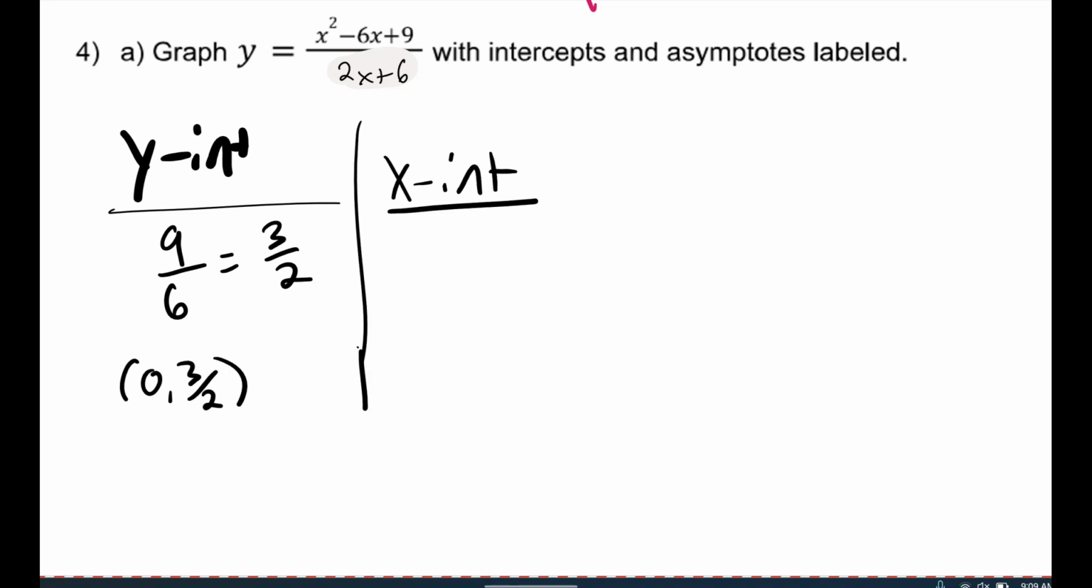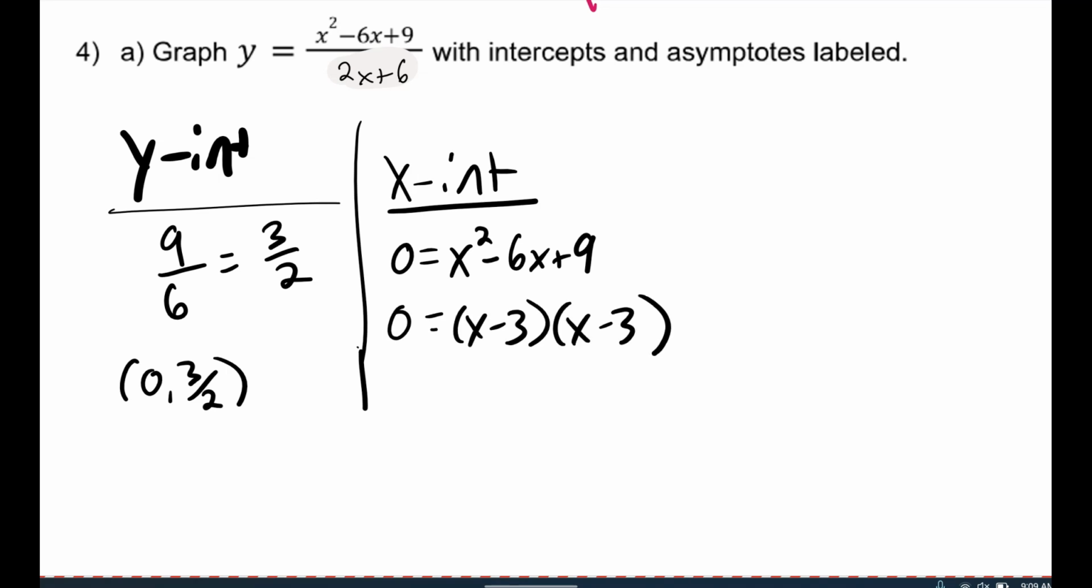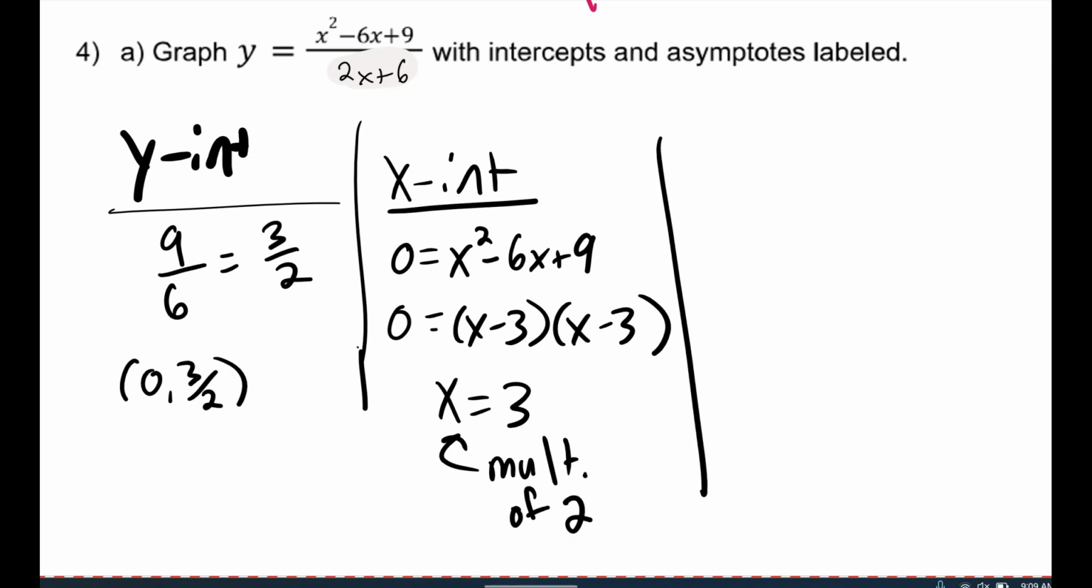For my x-intercept, I would set my numerator equal to 0. And again, you should factor this beforehand to see if anything cancels. The only reason why I'm not is because I know off the top of my head nothing will. So x minus 3 times x minus 3. Oh boy, we have another root with a multiplicity of 2. Keep that in mind of what that will affect on the graph. And my vertical asymptote is whatever x value will make the denominator equal to 0, which in this case is just negative 3.